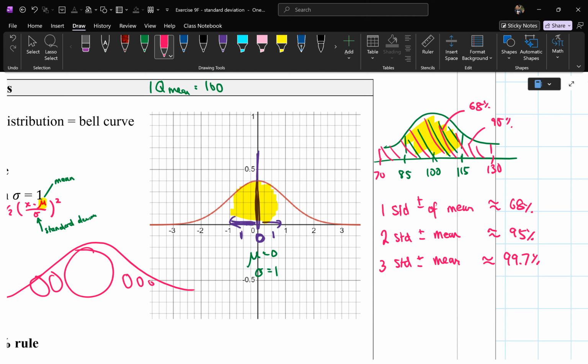At year 11 level, normally I show you where those numbers came from. It's all coming from this graph and calculus to figure out the area under the curve. But those facts, 68, 95, 99.7, are what we're learning today.